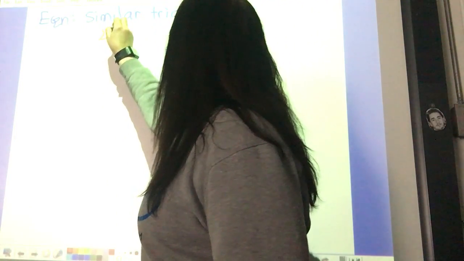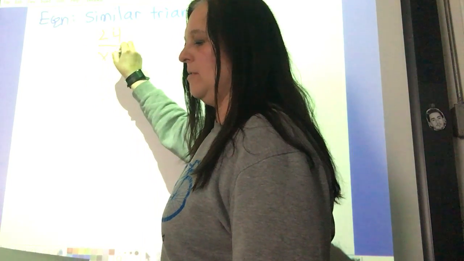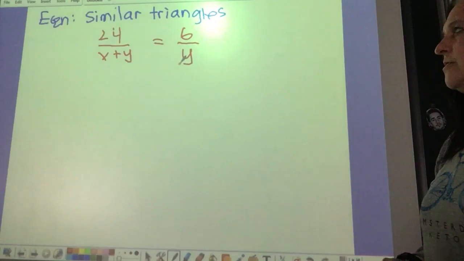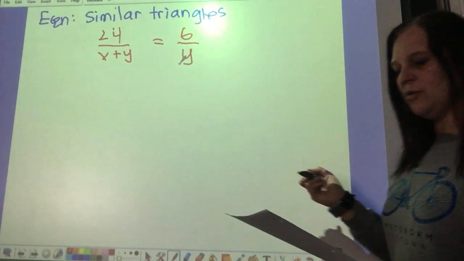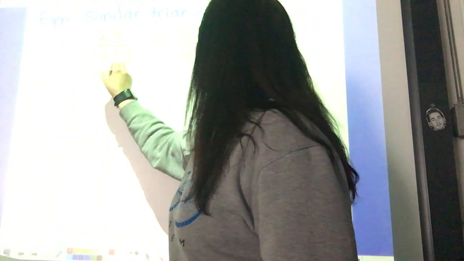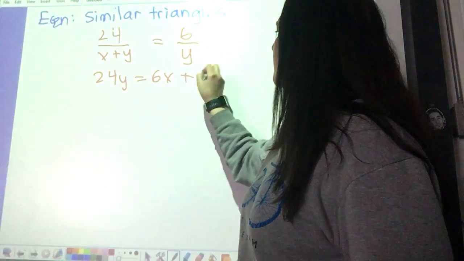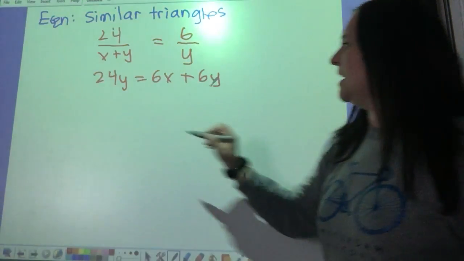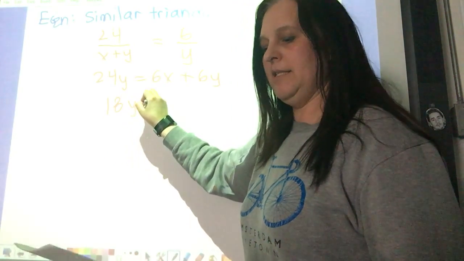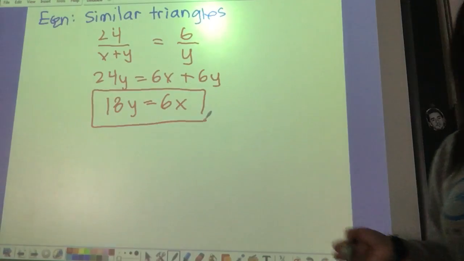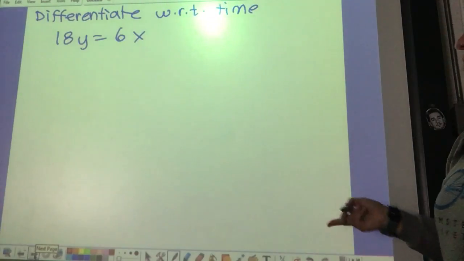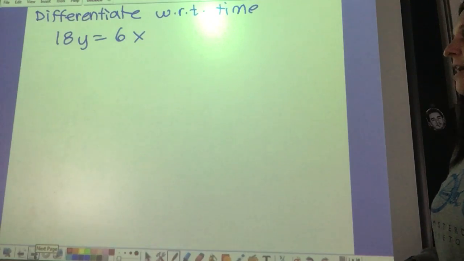So from our triangle, 24 is to x plus y as 6 is to y. We did do some similar triangles work back in pre-calc. So just using similar triangles, now you can cross multiply. So 24y equals 6x plus 6y. We can simplify to get 18y is equal to 6x. So that is our starting equation. Okay, that's not too bad. This is a little bit easier than that last one. Now we don't have to do a side equation to get another variable.